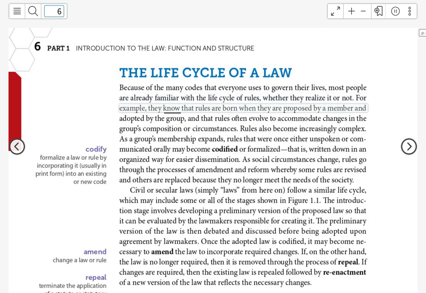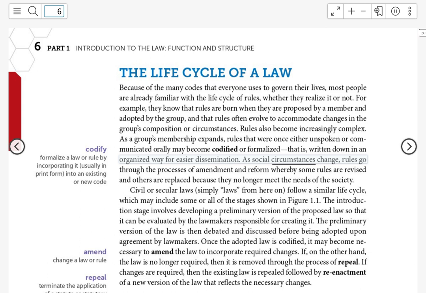For example, they know that rules are born when they are proposed by a member and adopted by the group, and that rules often evolve to accommodate changes in the group's composition or circumstances. Rules also become increasingly complex. As a group's membership expands, rules that were once either unspoken or communicated orally may become codified or formalized, that is, written down in an organized way for easier dissemination.